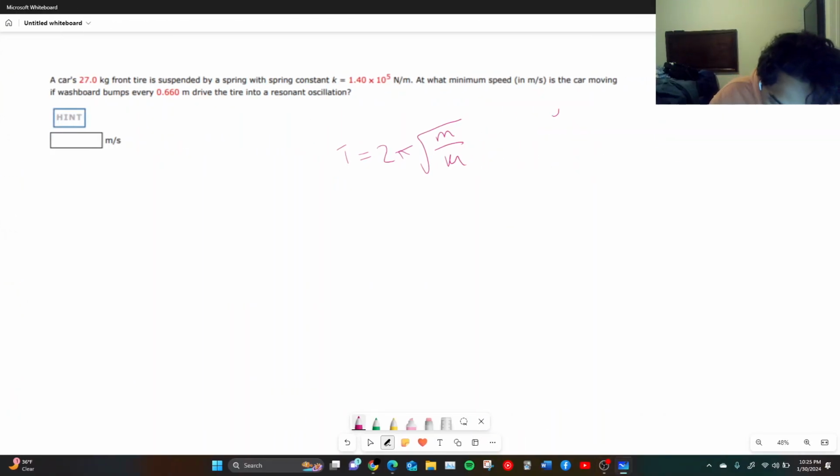Well, velocity is equal to distance over time, way back from middle school. Velocity is equal to our distance? They give us that. They just give us that. 0.66 meters over our time, which is our period of oscillation. Okay? So we just find this period.